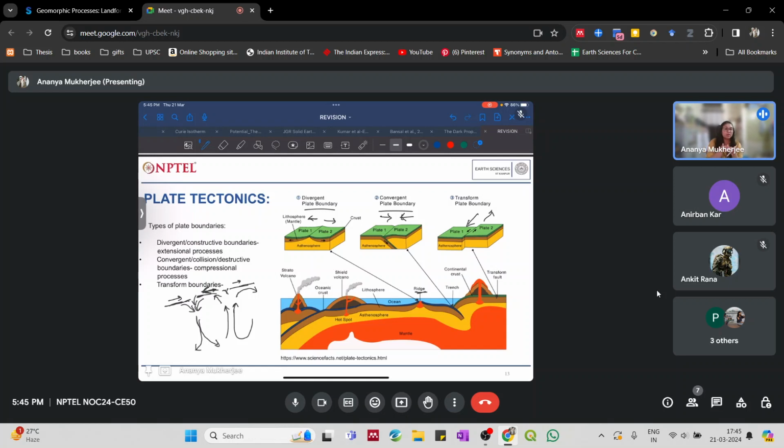the sliding past of each other can also cause some kind of elevated mass to be formed. And you also have different kinds of volcanoes associated with different kinds of plate boundaries.